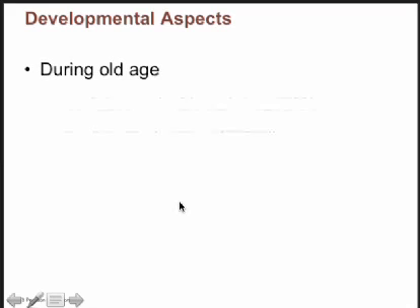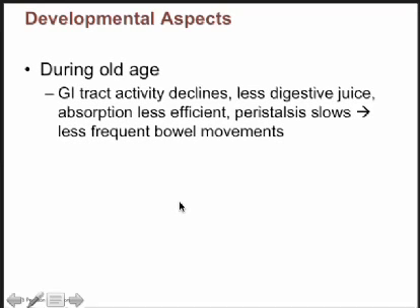Other problems: GI tract activity declines as we age. We produce less digestive juice. Our absorption becomes less efficient. The peristaltic movements slow down, and we have less frequent bowel movements, so this tends to lead to constipation. This is why it's recommended in the diets of those over the age of 50 that we include a lot of fiber. This can come in the form of fruit juice or fiber caplets, and the idea, again, is to increase the movement of fluid into the fecal material so that it becomes easier to pass.